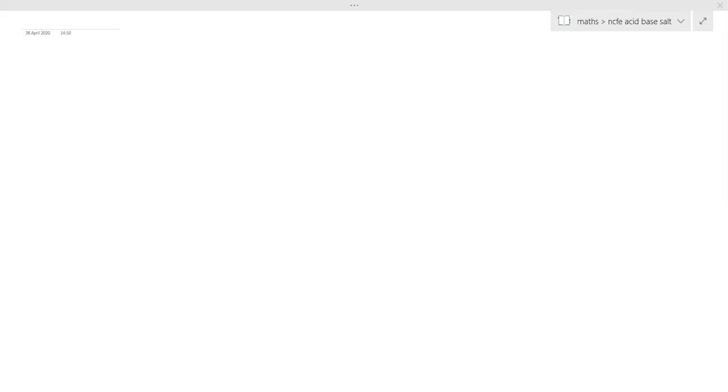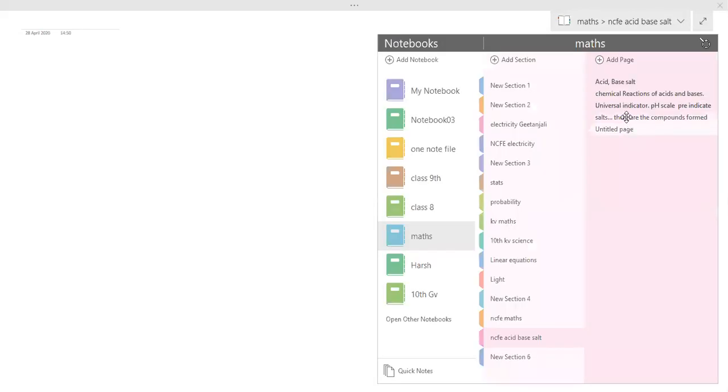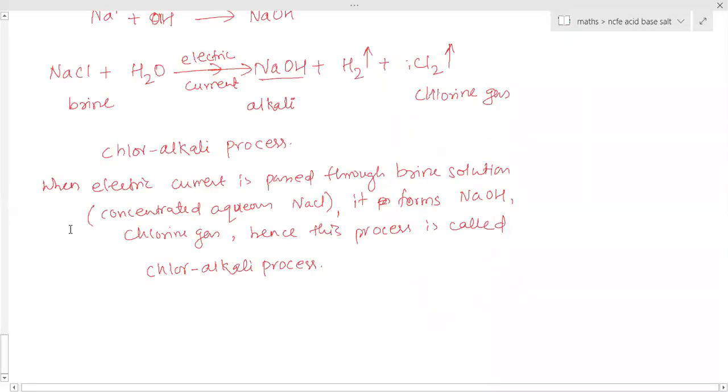Now whatever compounds we got in this reaction, that is sodium hydroxide, hydrogen and chlorine gas, these also have much more commercial uses. These substances have more commercial use and are obtained from sodium chloride. So therefore it is very useful. In this part, we are learning the uses of these three substances.